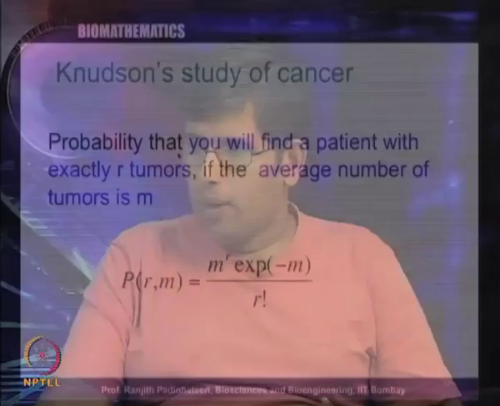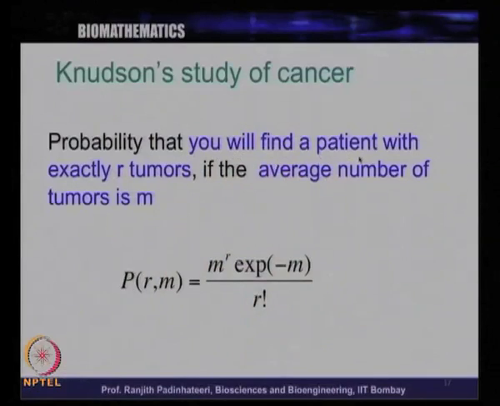You can first assume that the tumor growth is a random process, because it is coming from mutation and so on. So, it has to be a random process. If it is a random process, it will have a Poisson distribution. So, if the probability of tumor growth has a Poisson distribution, then you can ask the question, what is the probability that you will find a patient with exactly r tumors if the average number of tumors is m.